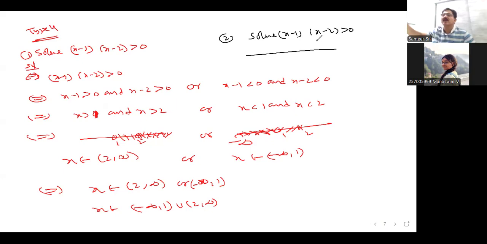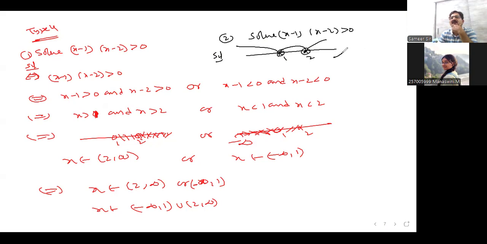Okay, you just plot it. When does this become 0? X minus 1 is there, right? When does this become 0? It becomes 0 at 1. And this one at 2. Right? So you just connect nearest possible.